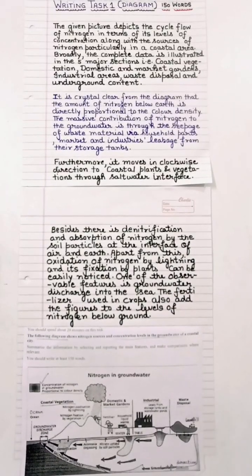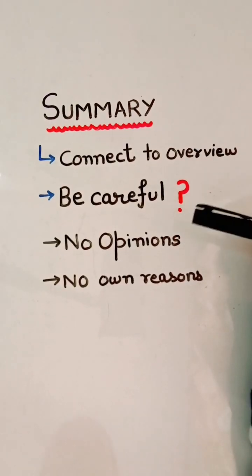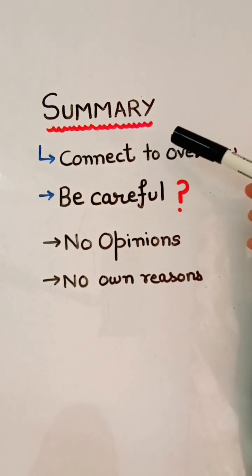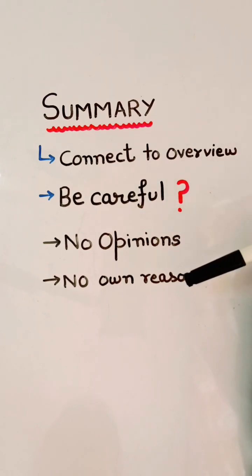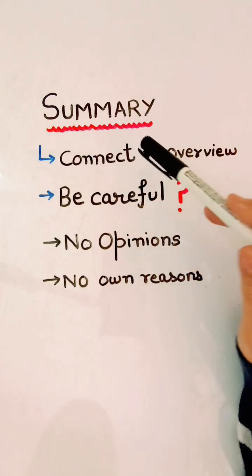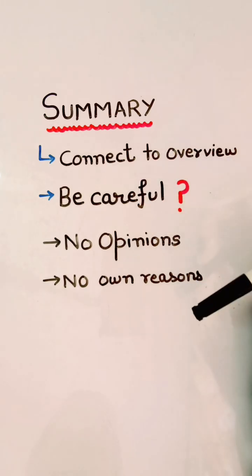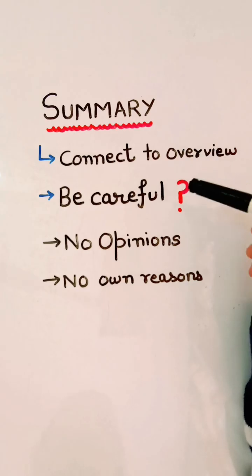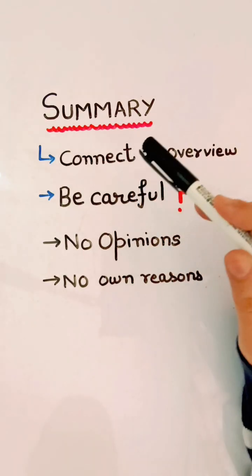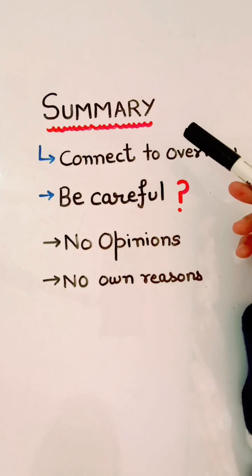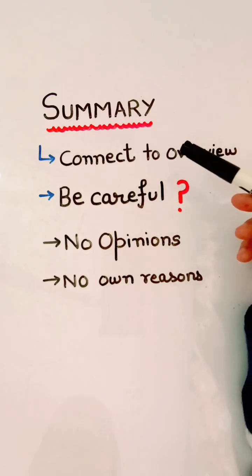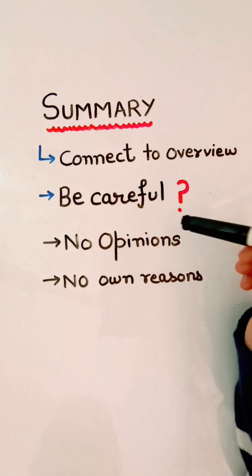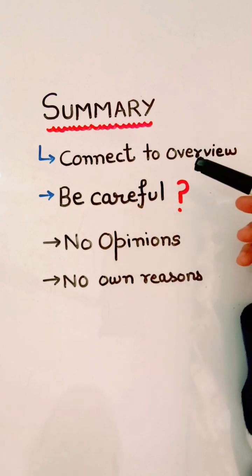Now the last one. Before starting the summary, I would like to tell you some hints which you have to keep in your mind while writing the summary. First thing is, it should be connected to the overview. You should not write random things. Okay, you are concluding something. So whatever you have written in the introduction and the overview, just try to connect your sentences to the content of the introduction and overview. Okay, don't copy word for word, but I will tell you how to connect it, right?